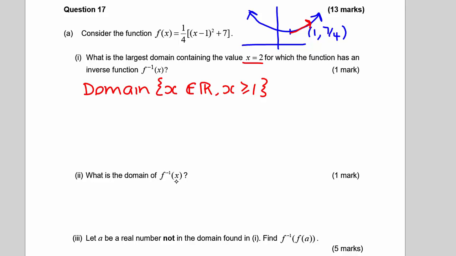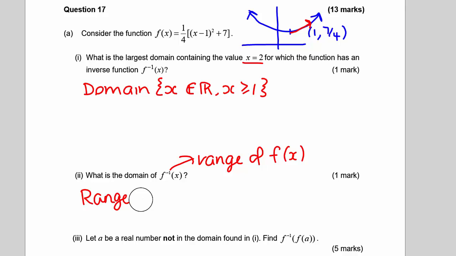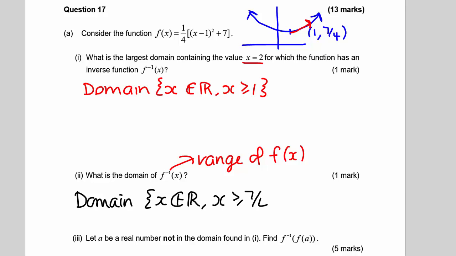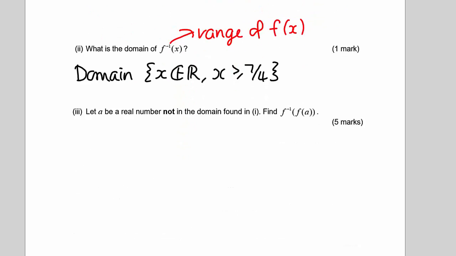Then it says, what is the domain of f of x minus 1? Well, don't forget that the domain of the inverse is the range of f of x. So we know that our range, sorry, I should say domain because that's what we're actually being asked for. So the domain is that x belongs to the reals and x is bigger than or equal to 7/4. So again, I think those were two very nice, easy questions.